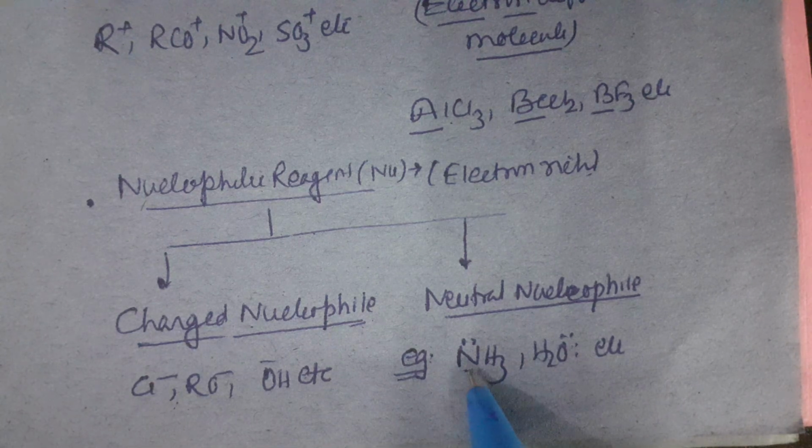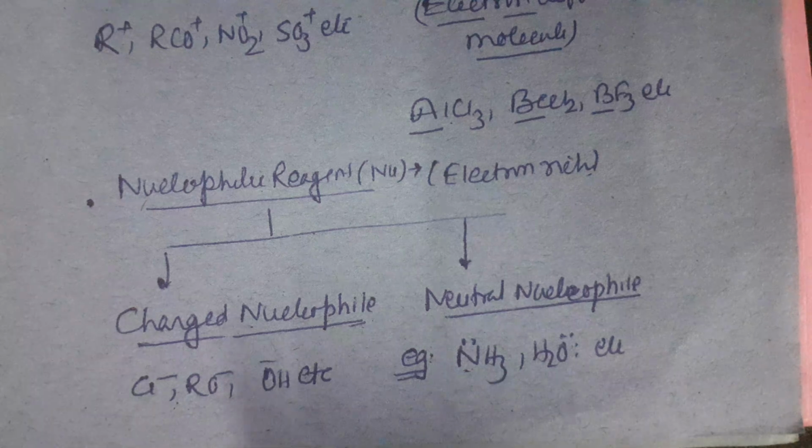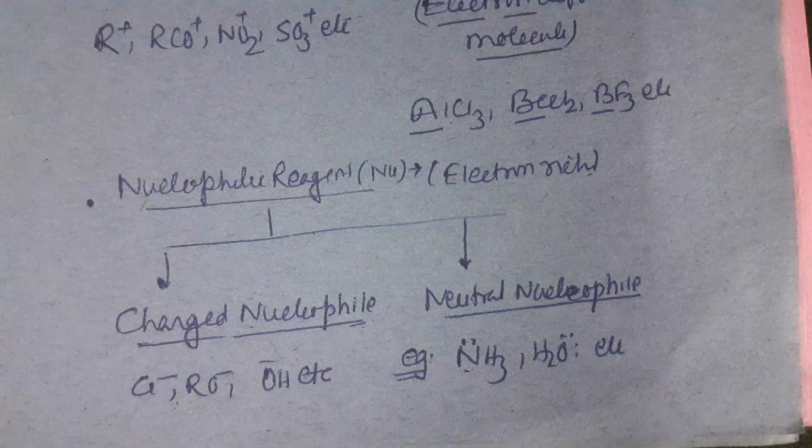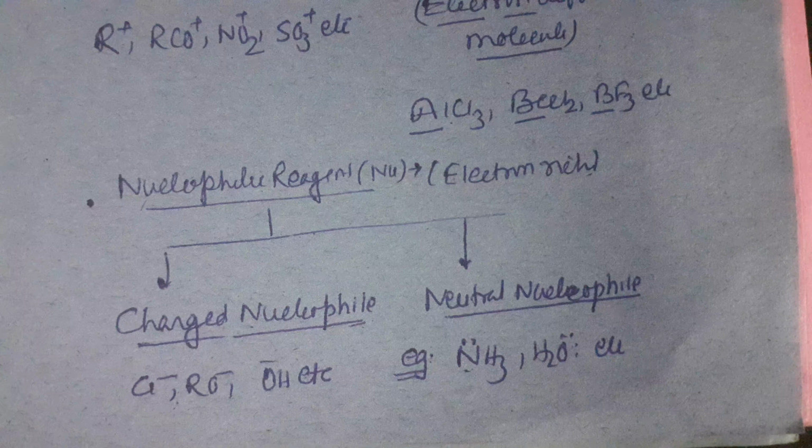In case of ammonia, there is one unshared pair of electrons on the nitrogen atom. In case of water, oxygen contains two unshared pairs of electrons. So all these are examples of neutral nucleophile.